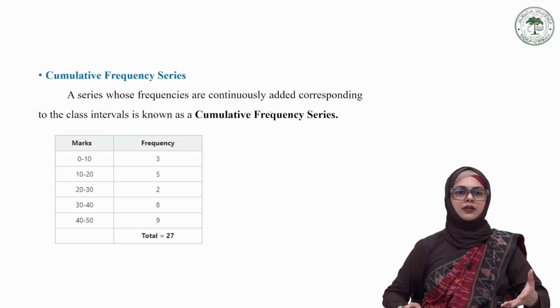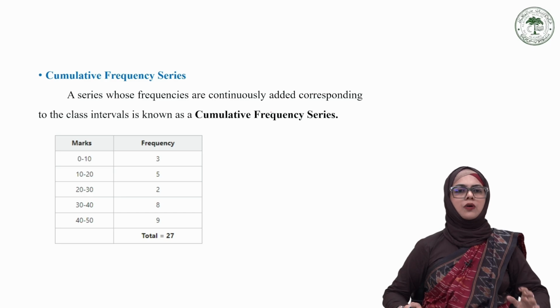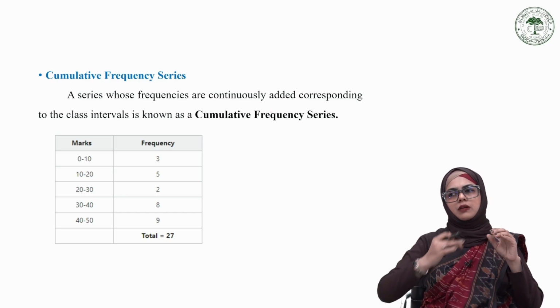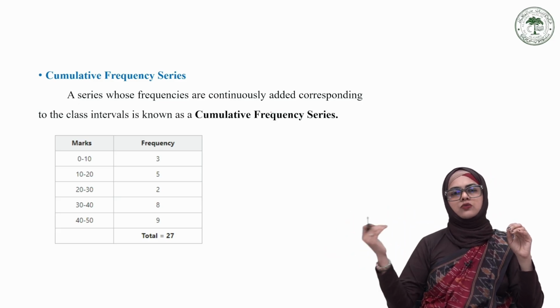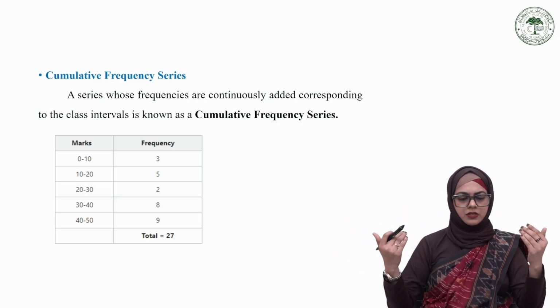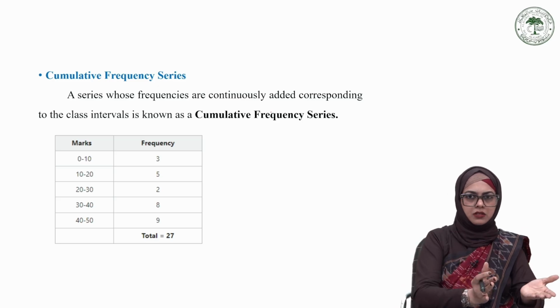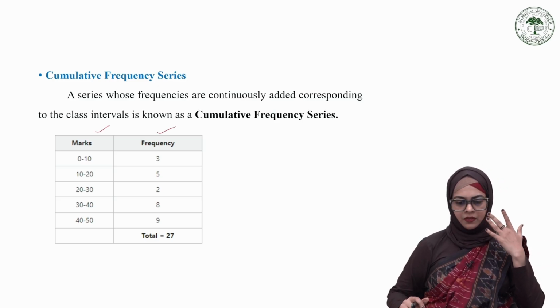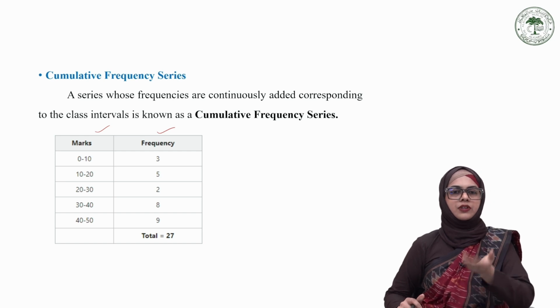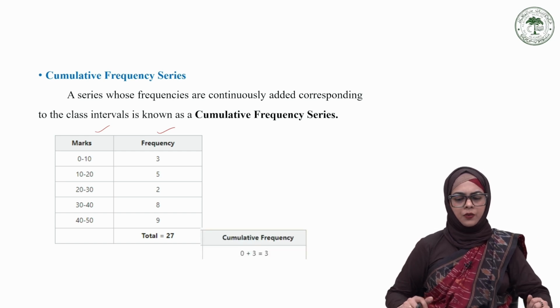Now comes cumulative frequency series. A series which shows frequencies which are continuously added and corresponds to the class interval is known as cumulative frequency series. Now these are the marks, and these are the frequency. So how would you create a cumulative frequency out of it?